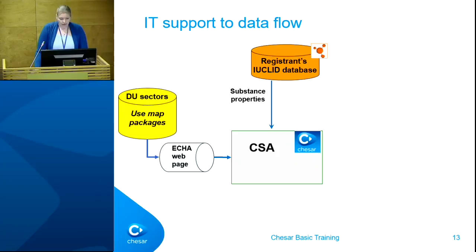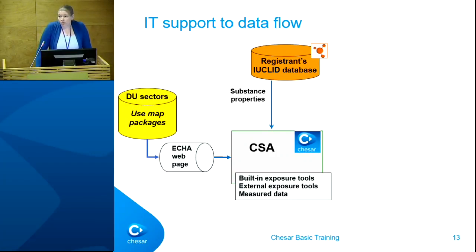A little bit about the IT data flow. We see here in the center we have Chesar, which you use to conduct your chemical safety assessment. Then on the top we have the registrants' Euclid database, which contains the substances imported into Chesar. On the other side, we have the so-called use map packages. There is a website on the ECHA web pages where all these use maps are hosted. So if you Google for ECHA use map, you will find it quite easily. And there you can find some Chesar files of use maps already available. You import that information in Chesar. You conduct your chemical safety assessments.